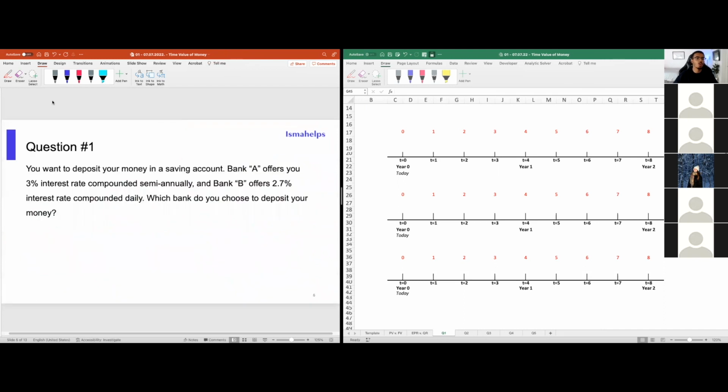Okay, so question 1. Question numéro 1. Question ichi in Japanese. So you want to deposit your money in a savings account, and Bank A offers you 3% interest compounded semi-annually, and Bank B offers 2.7% interest compounded daily. Which bank do you choose to deposit your money in?